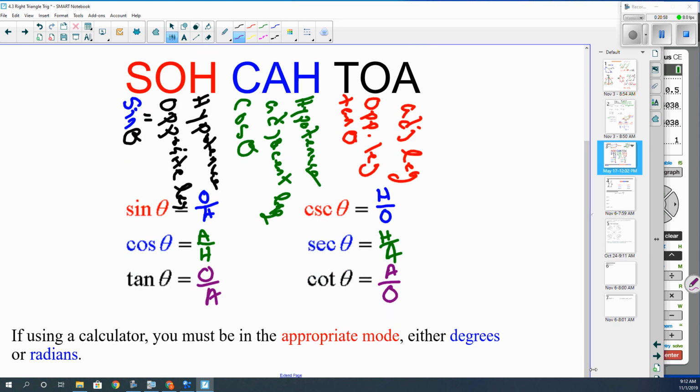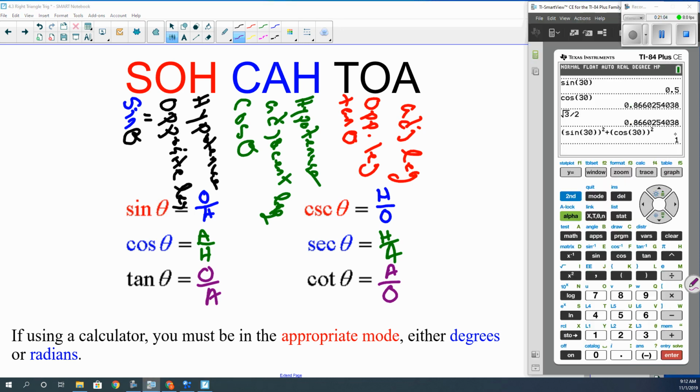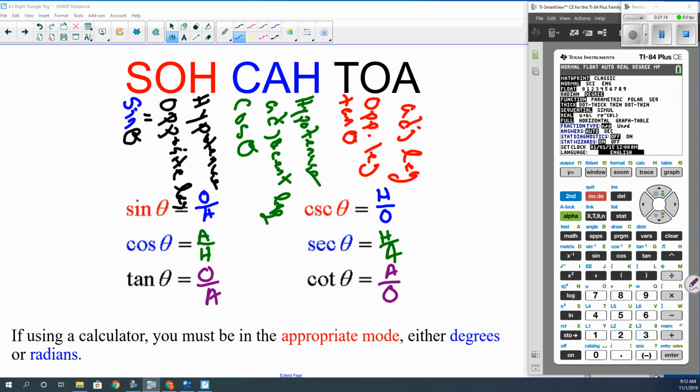Okay, and then here's a little note. If you're using a calculator, you have to be in the appropriate mode, degrees or radians. So anytime you hit a sine, cosine, or tangent button on your calculator, the mode matters. To check the mode, you hit the mode button, which is next to my second button. Right now, I'm in degrees. So if I wanted to do sine of 30 degrees, I could type it in right now.